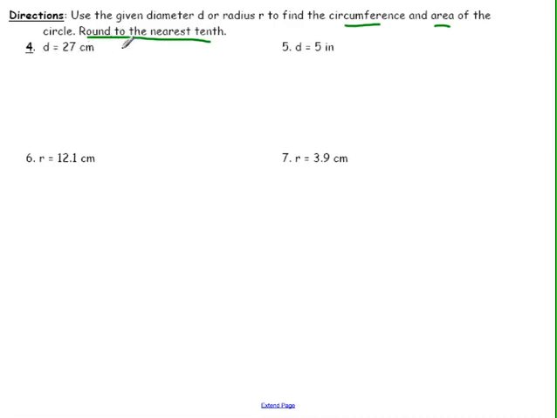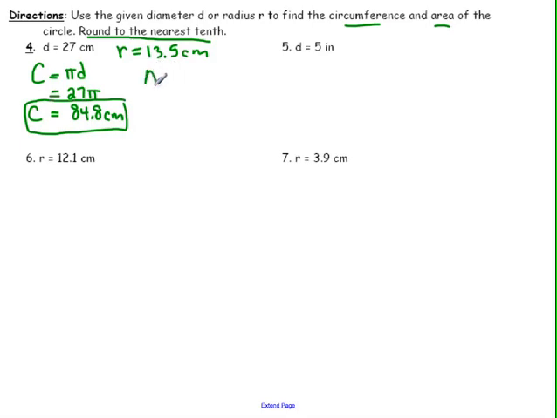Number 4 says the diameter is 27 centimeters. I'll divide that by 2 to get 13.5 centimeters. From there, I'll find my circumference. Circumference equals pi d, and that would just be 27 pi. When I put that in my calculator and round to my nearest tenth, I'll have 84.8 centimeters.